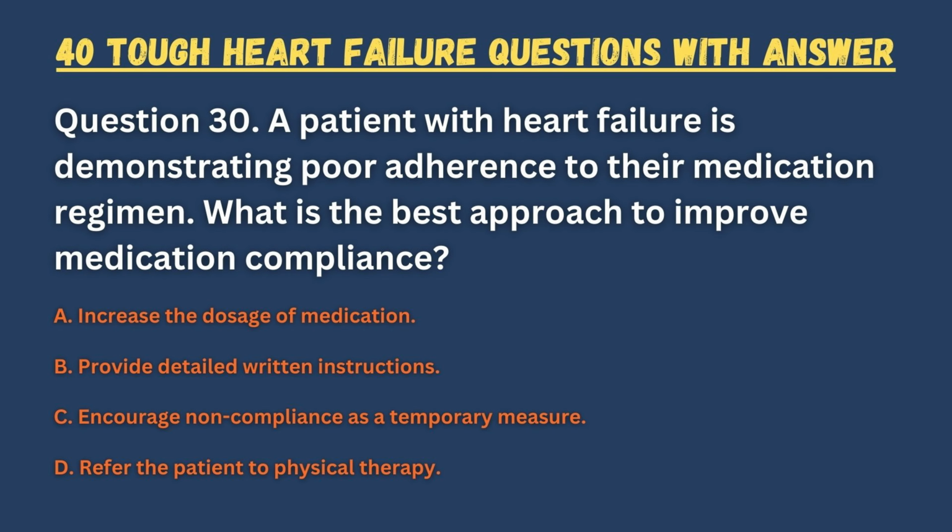Question 30. A patient with heart failure is demonstrating poor adherence to their medication regimen. What is the best approach to improve medication compliance? A. Increase the dosage of medication. B. Provide detailed written instructions. C. Encourage noncompliance as a temporary measure. D. Refer the patient to physical therapy.